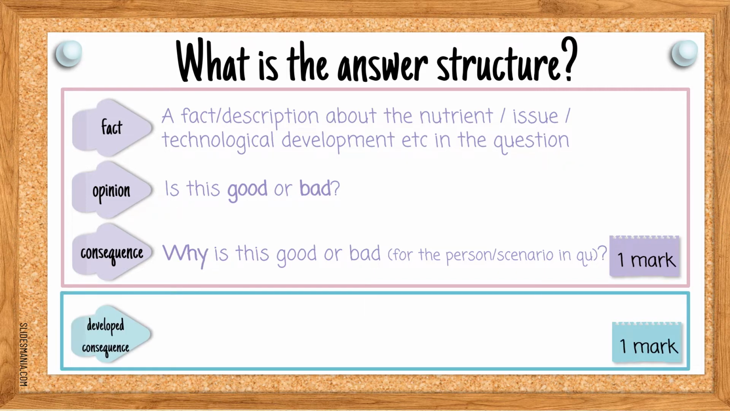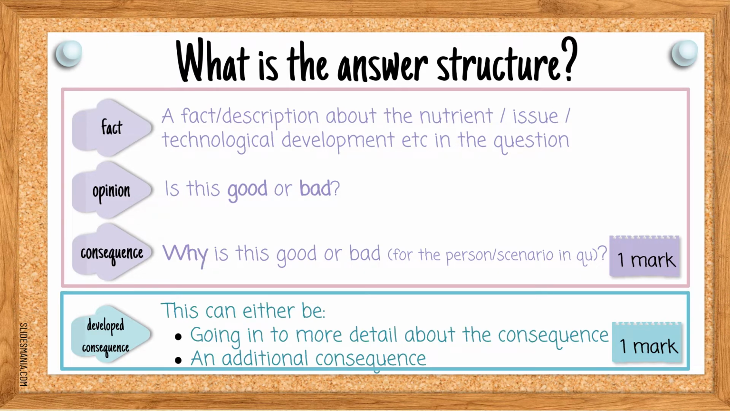You can then go on and give a developed consequence if you know a little bit more about this fact or description that you have given in your first answer. So your developed consequence is either you going into more detail about the consequence that you have given, or it can be an additional consequence.